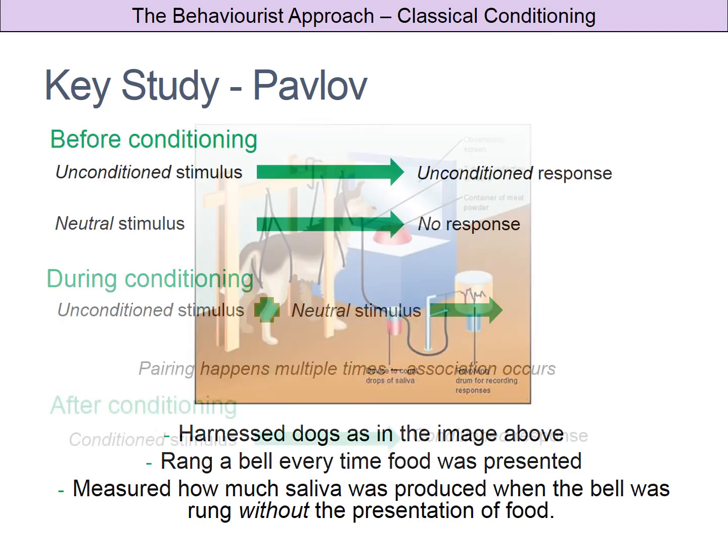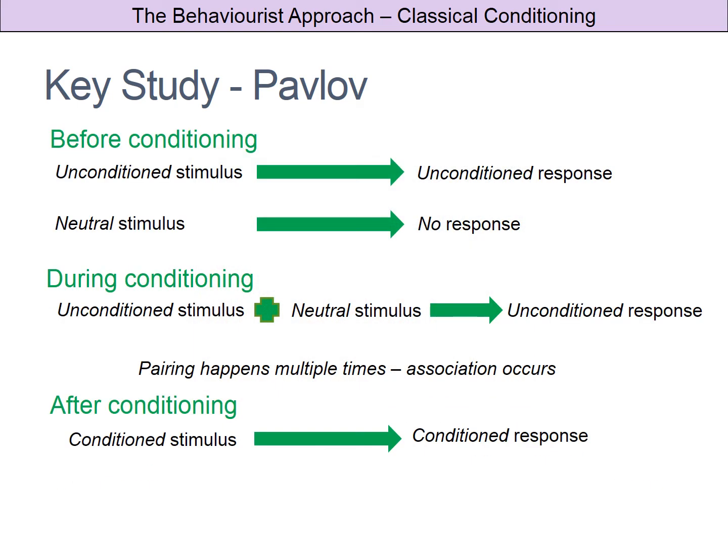So if we just look at this again, looking at the before conditioning, during conditioning and after conditioning stages, and apply it to Pavlov, the unconditioned stimulus, the thing that the dog would respond to anyway, was the food, and the unconditioned response was the salivation. The neutral stimulus was the bell, and initially, before conditioning occurred, there was no response there. When the food was paired with the bell, it gave the unconditioned response, which was salivation again. That happened multiple times, and eventually the bell itself would be enough to provoke the conditioned response, which was salivation.